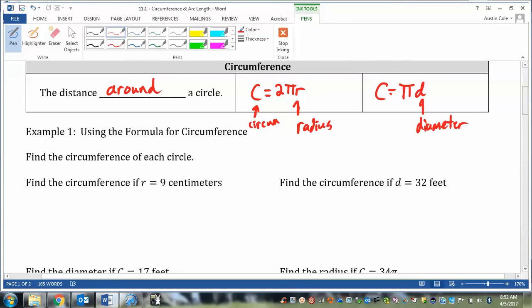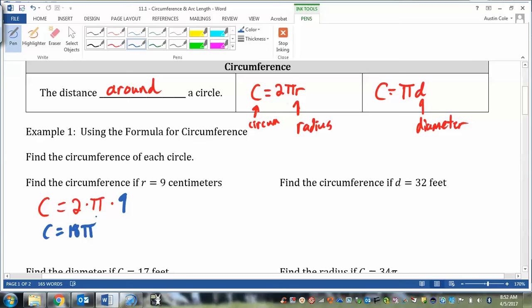Let's try to find the circumference using one of those two formulas. If they give us the radius, it's probably easiest to use the first one, right? Find the circumference if the radius is 9 centimeters. So we're going to set that up. C for our circumference equals 2 times pi times our radius, which we said is 9. Multiplication is commutative, right? So can I switch the order there? I can say 9 times 2 times pi, which is 18. So circumference equals 18 pi.